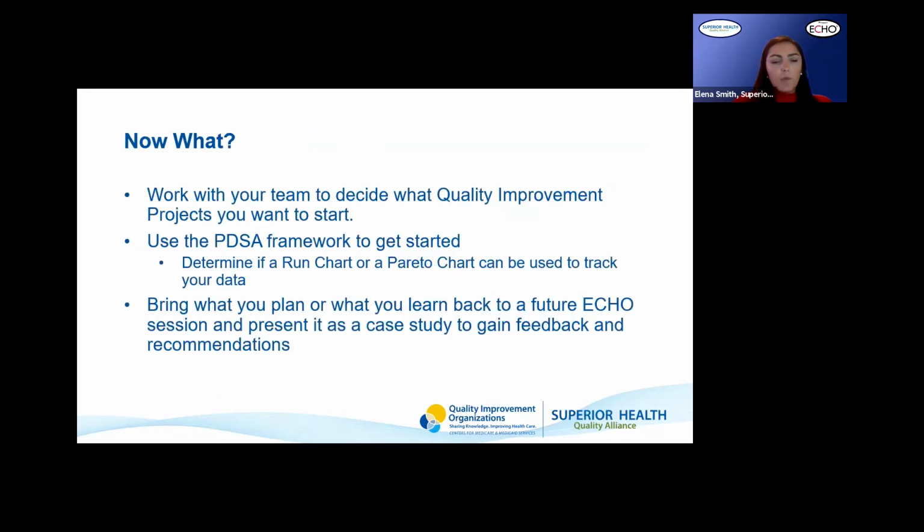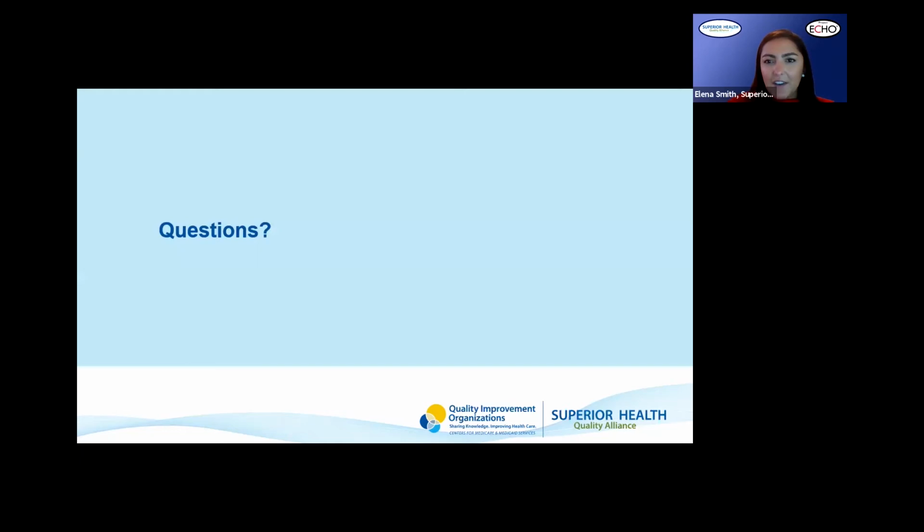So now what? You'll want to work with your team to decide what quality improvement projects you want to start. You can start off by using that PDSA framework to get started. Determine if a run chart or a Pareto chart might be able to be used to track your data. And then bring what you plan or what you learn back to a future ECHO session and present it as a case study to gain feedback and recommendations. With that, do we have any questions?